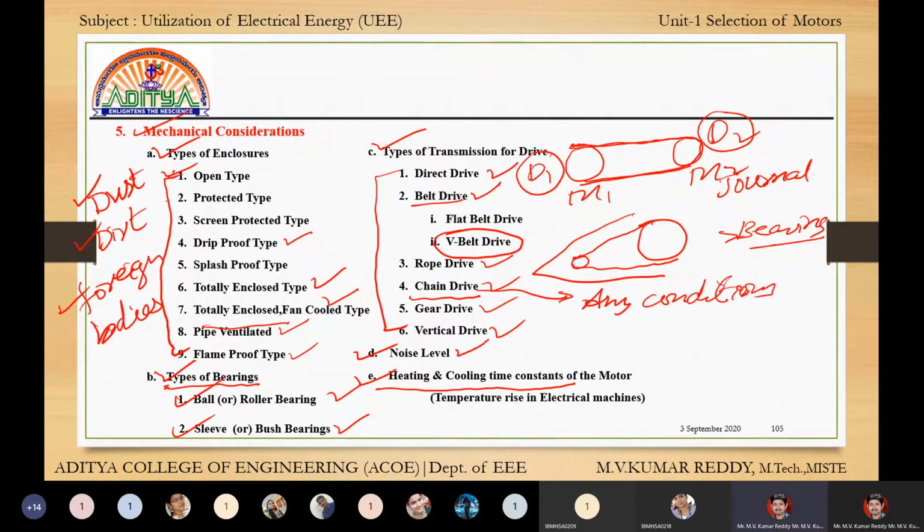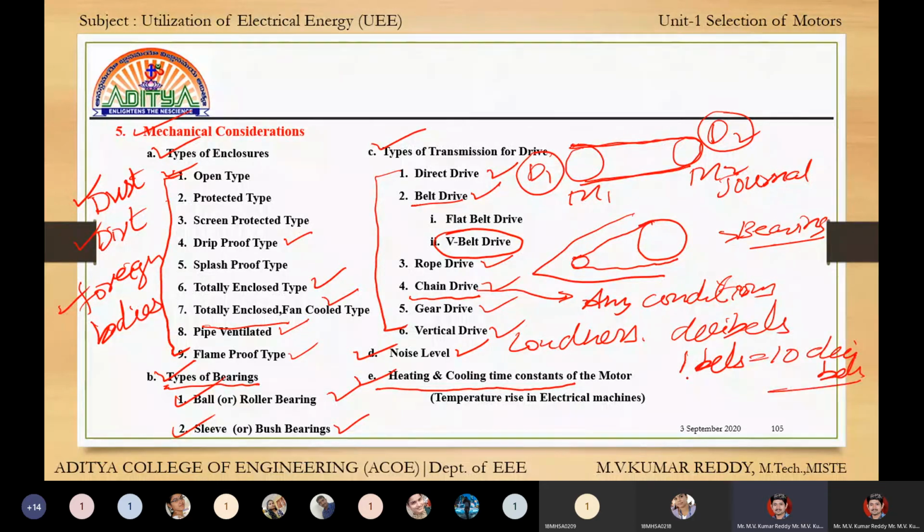Next one is noise level. Noise level can be calculated using loudness, that is decibels. 1 bel is equal to 10 decibels. Bel is the highest unit, decibel is the lowest unit.